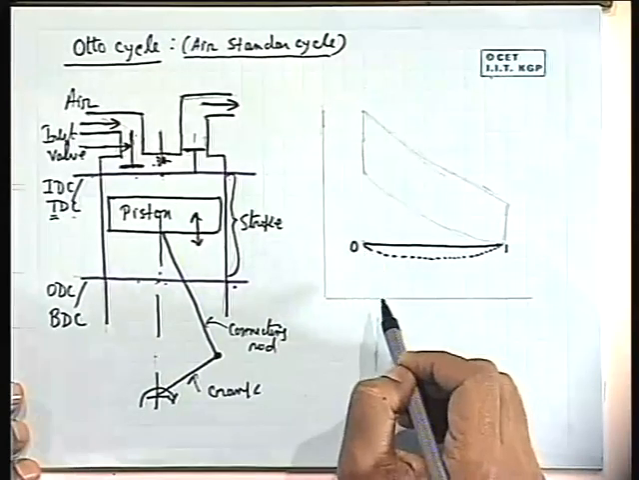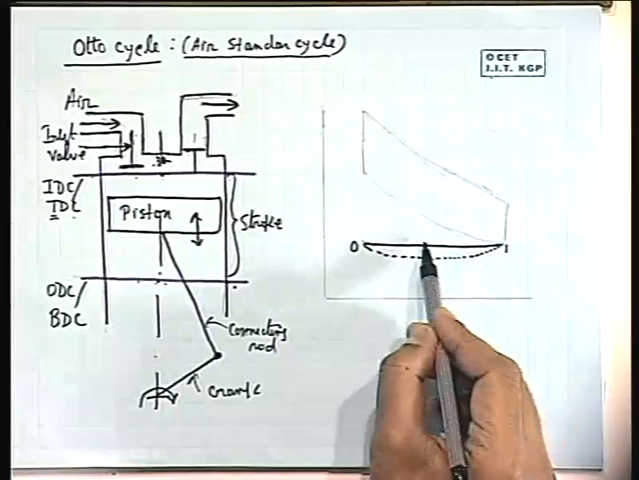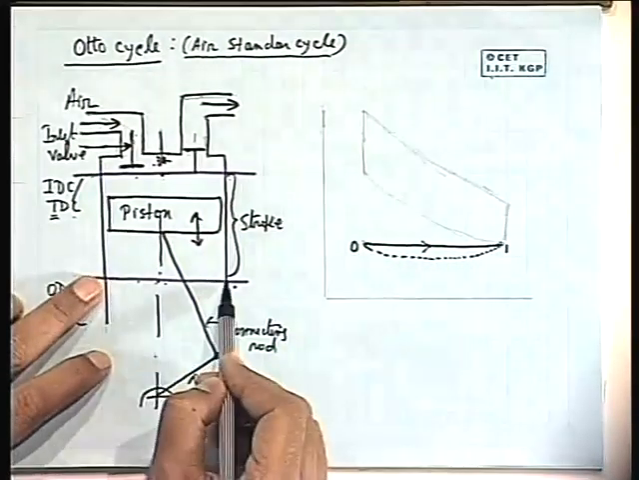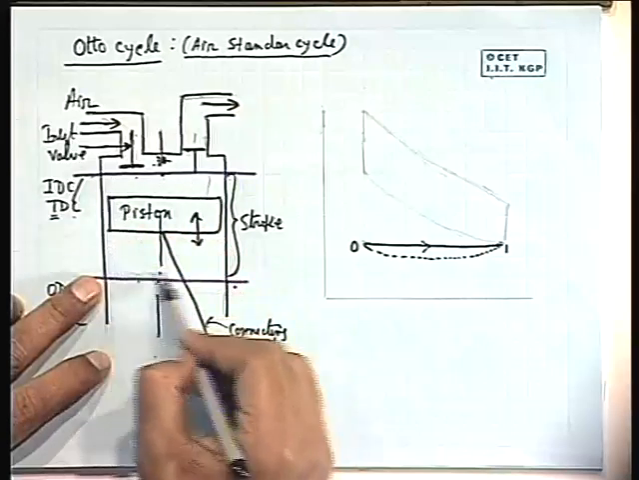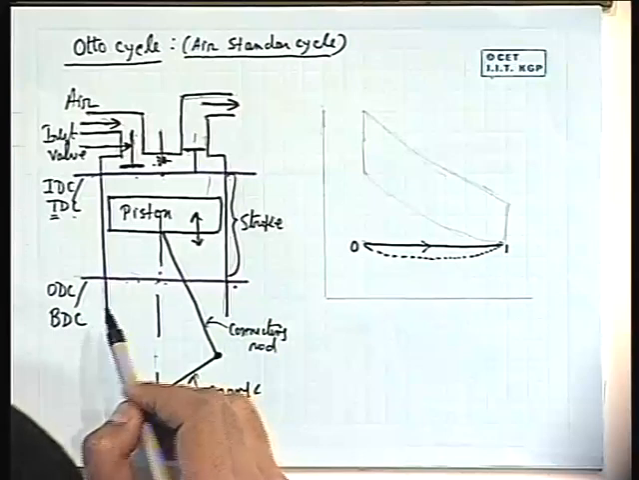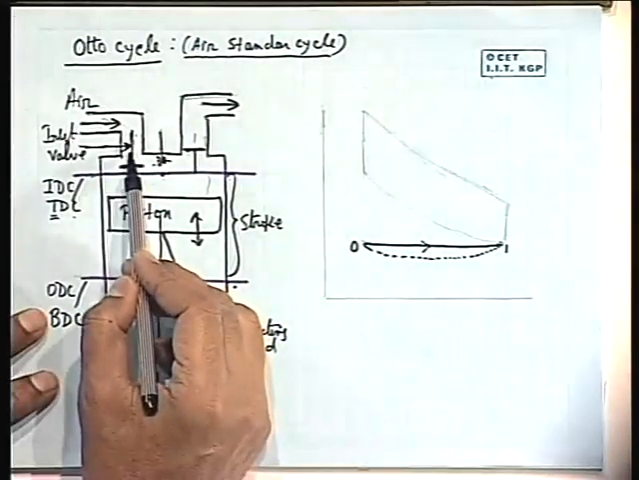0 is the starting point here, and you will understand why I start with 0 and not with 1. 0, 1 is the expansion process. So V1 corresponds to the volume of the gas inside the cylinder when the piston is at the outer dead center position. Clear?